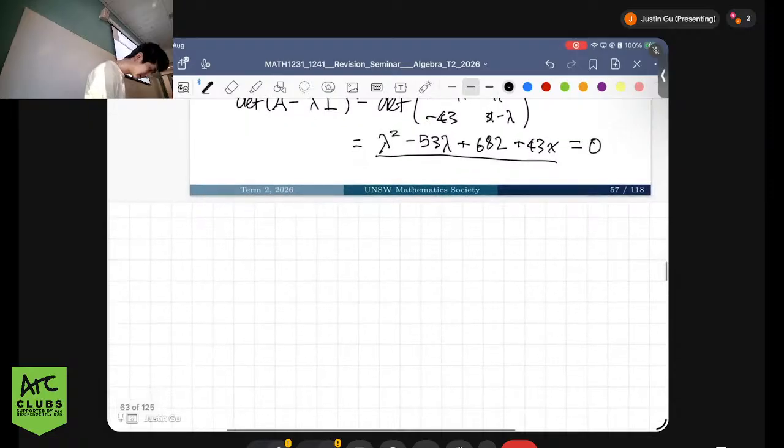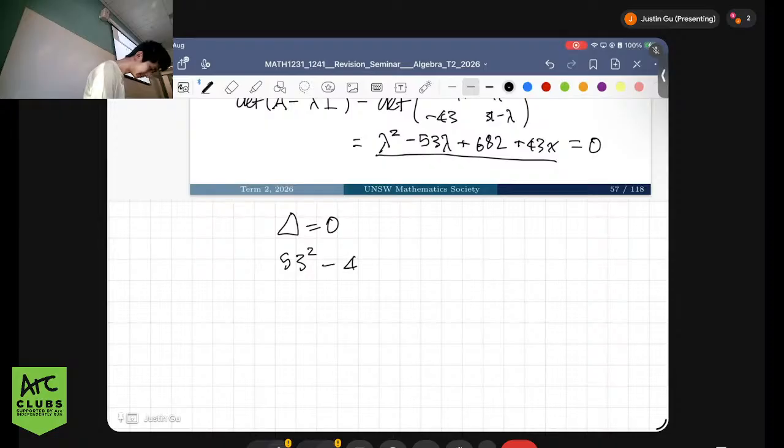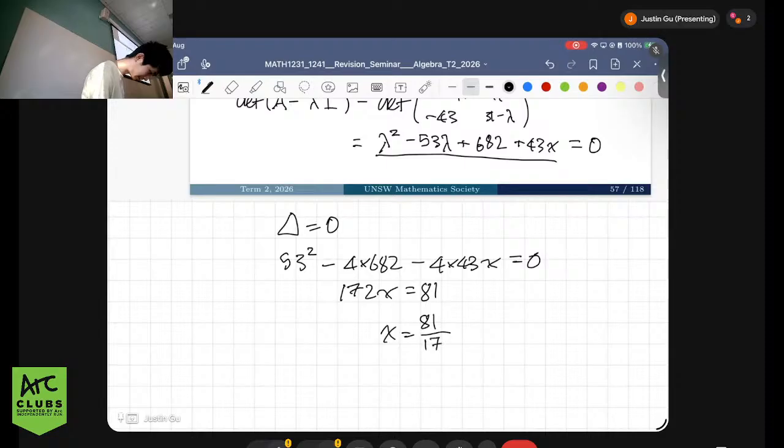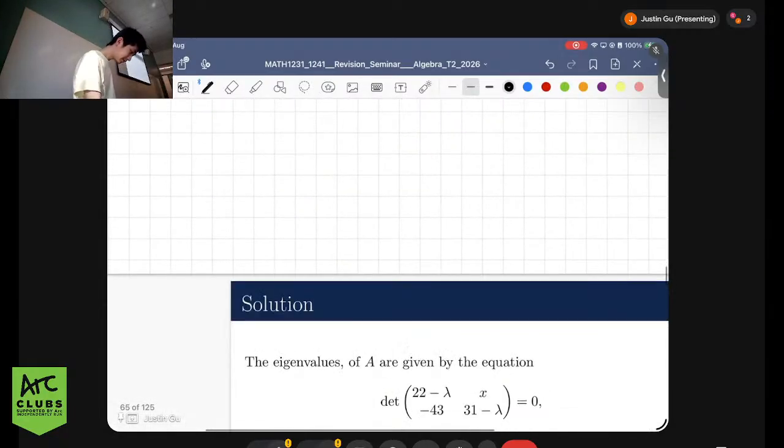So discriminant equals 0: 53 squared minus 4 times 682 minus 4 times 43x equals 0. 172x equals 81. X equals 81. Any questions for this? All right, let's move on then.